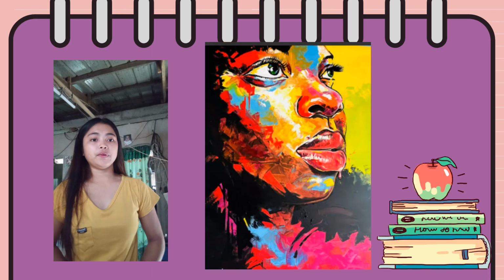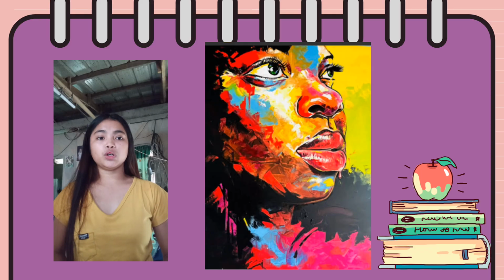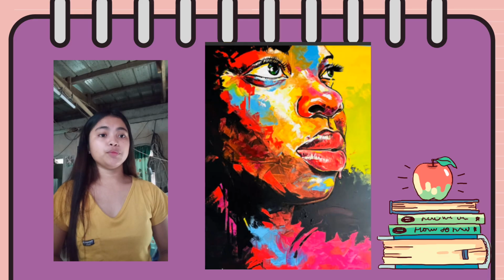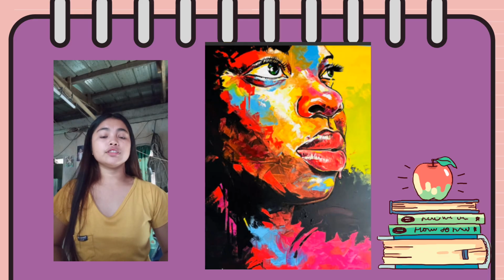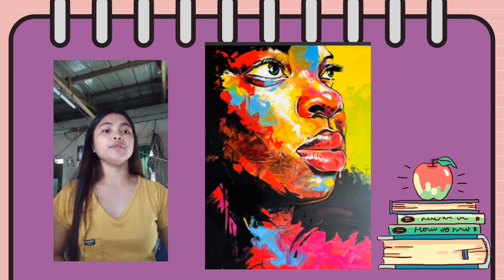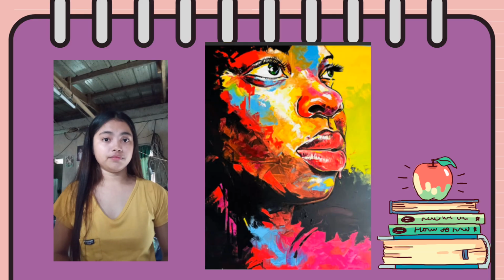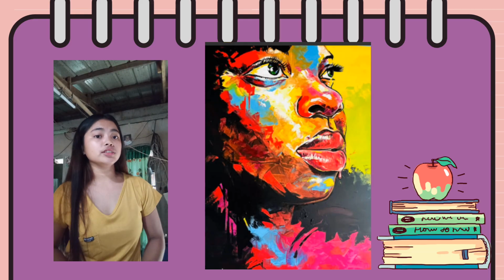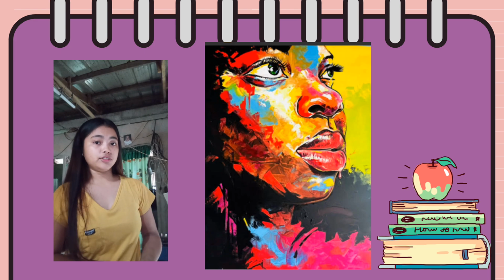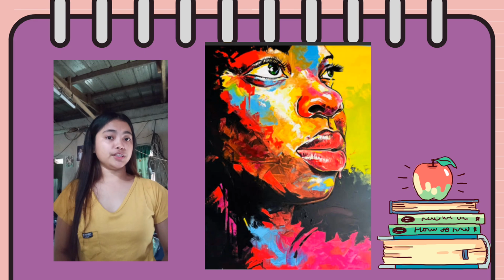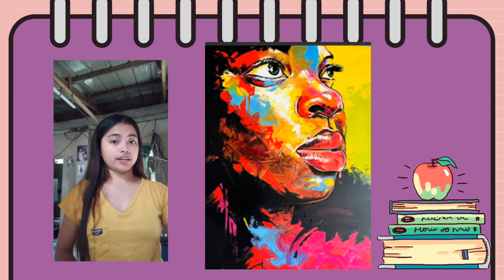So in this example, a picture of a person with different kinds of colors shows the use of color. The artist may use different shades for skin tone, clothing, and background to make the artwork lively and expressive. So class, did you understand the colors in this picture? Very good. So now, let's proceed to the last element of art.